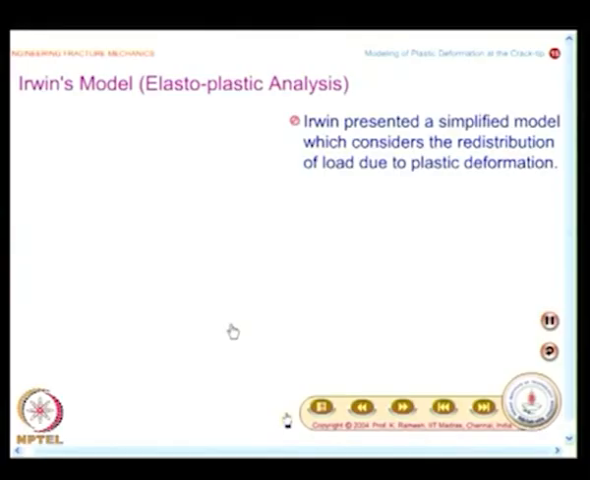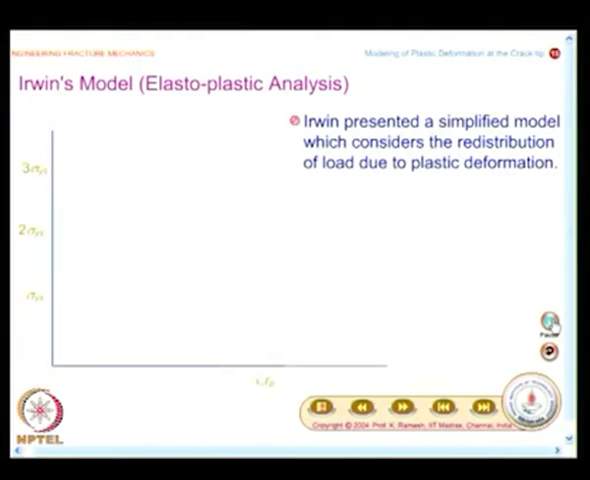Yes. The plastic zone size obtained through Irwin's model is quite large in comparison to the one obtained through the yield criteria applied to the elastic field. Why? I think we will go back and then see how Irwin's model was developed. And what we have said at that time was, Irwin presented a simplified model which considers the redistribution of load due to plastic deformation. And what have you done in the simplistic case?